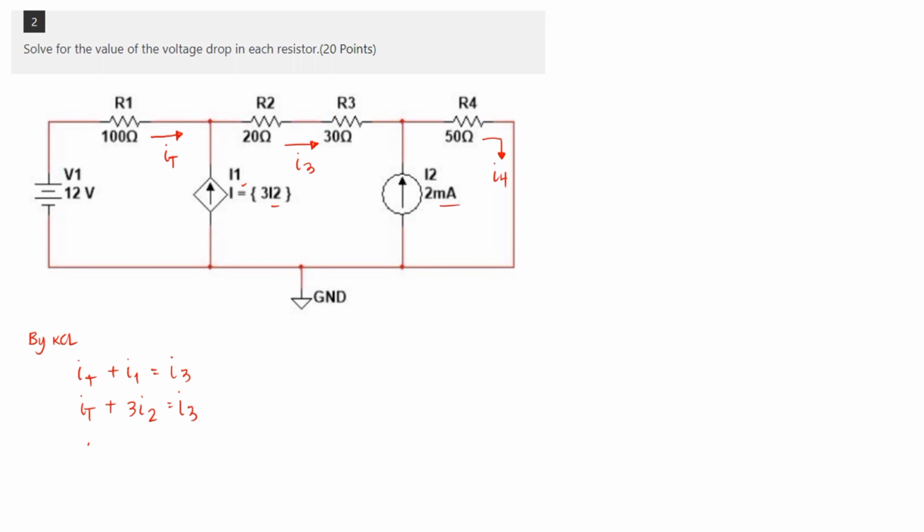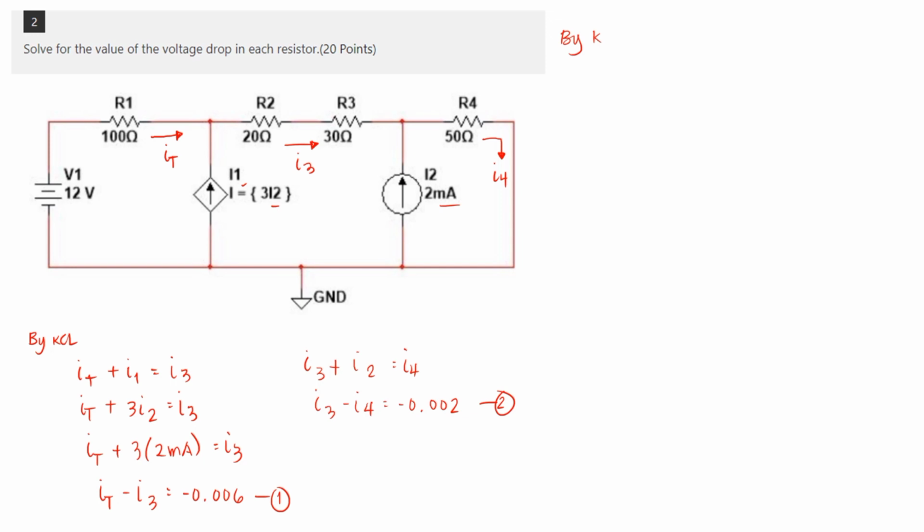Now we have this equation, but our I sub 2 is equal to 2 milliampere. So let's just substitute. I sub T minus I sub 3 is equal to negative 0.006. So this is our first equation. Next, we have I sub 3 plus 2 milliampere, or I sub 2, equal to I4, or I sub 3 minus I sub 4 is equal to negative 0.002. That's our second equation.